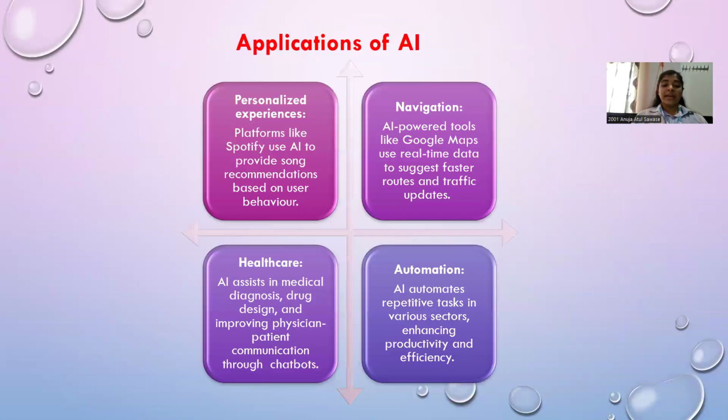Then the next slide is applications of AI. There are four applications of AI: personalized experiences, navigation, healthcare, and automation. First is personalized experiences. Platforms like Spotify use AI to provide song recommendations based on user behavior. Then navigation. AI-powered tools like Google Maps use real-time data to suggest faster routes and traffic updates. Then healthcare. AI assists in medical diagnosis, drug design, and improving physician-patient communication through chatbots. Then automation. AI automates repetitive tasks in various sectors, enhancing productivity and efficiency.